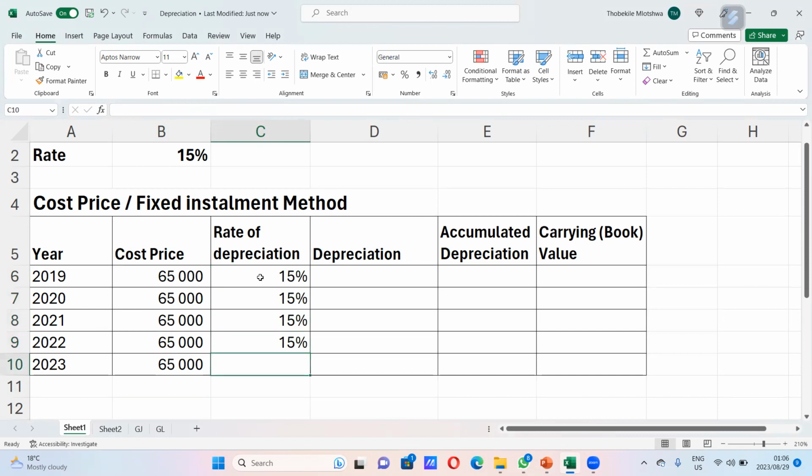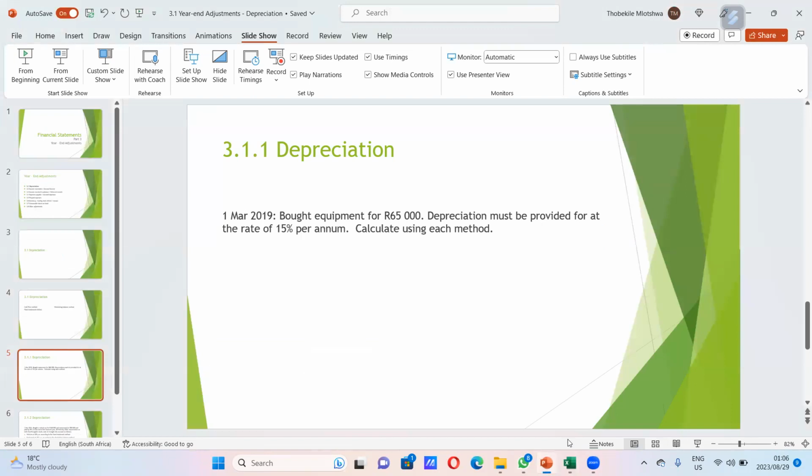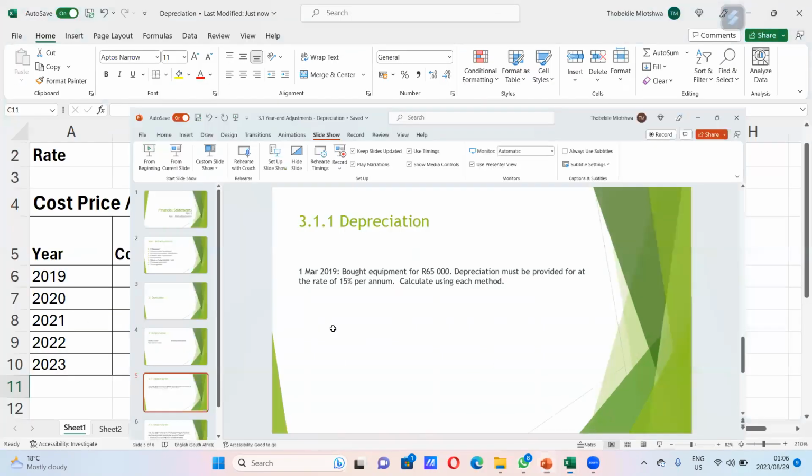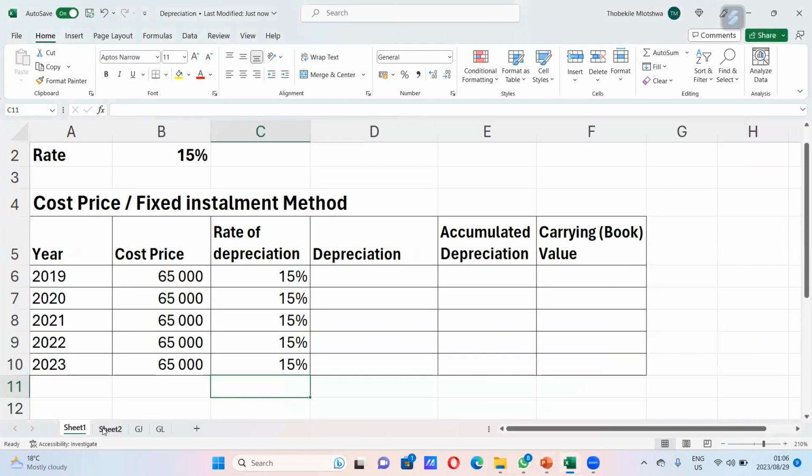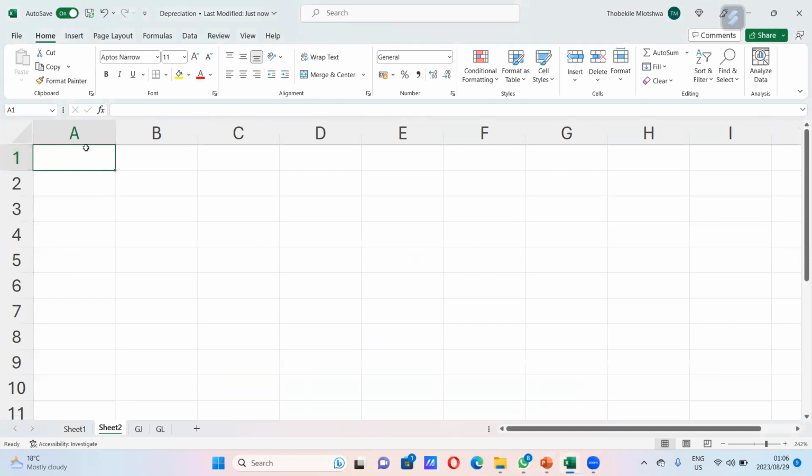Then now we'll calculate depreciation. So at the end of each year, the accountant has to calculate depreciation. So we bought it in 2019, 65,000 at the beginning of the year. Because if you look at this, it says 1 March. So we've got 12 months to depreciate. So I'm going to use this method. So this is what you're going to say, 15%. You're going to say 65,000 times, what is the depreciation rate?